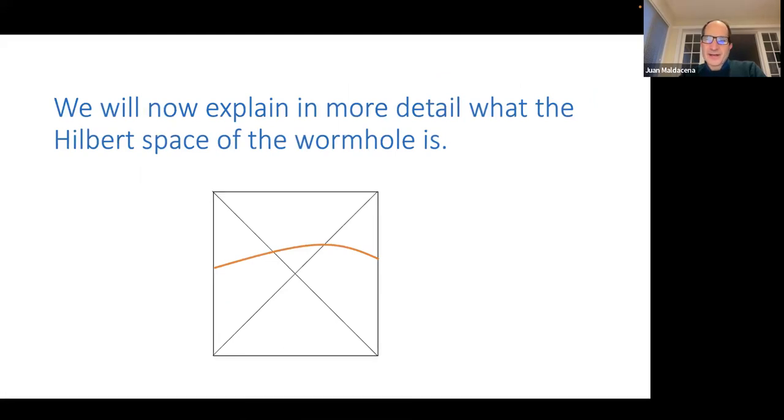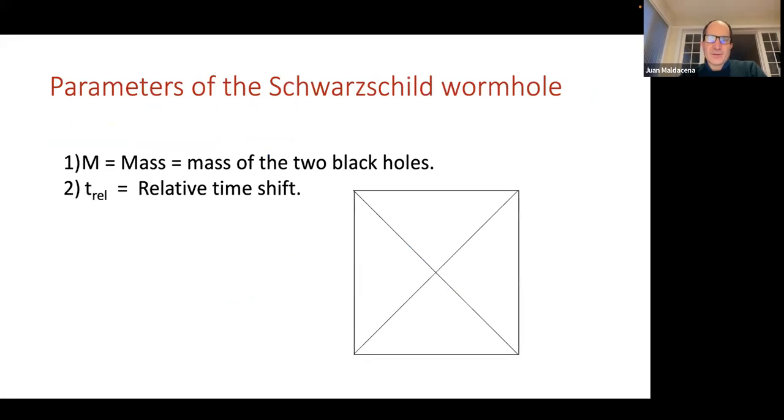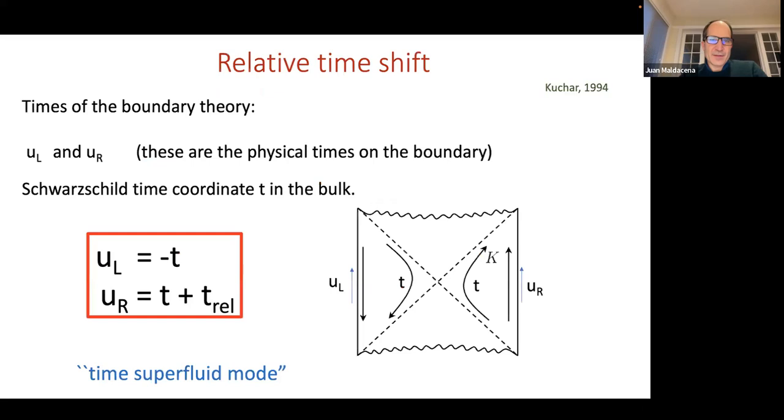Well, now we'll explain in more detail what the Hilbert space of the wormhole is. So first we'll focus on the empty wormhole with no matter inside. This is not one solution, but a family of solutions. And the family is parameterized by two classical parameters. One is the mass of the two black holes, so we can increase or decrease that mass, and it's a continuous parameter. And the other is a certain relative time shift. This is a slightly more subtle parameter, so let me just try to explain it.